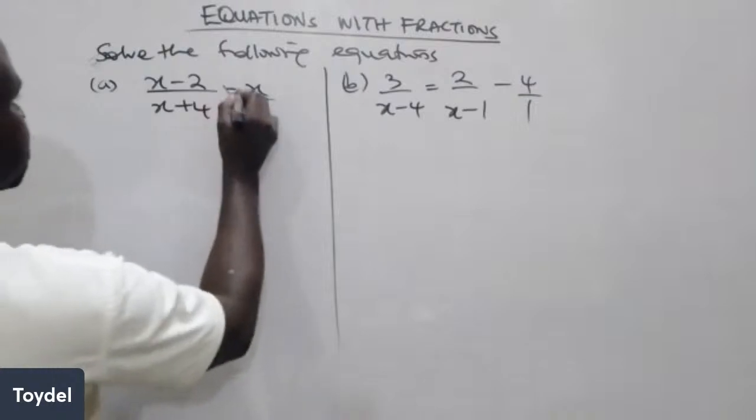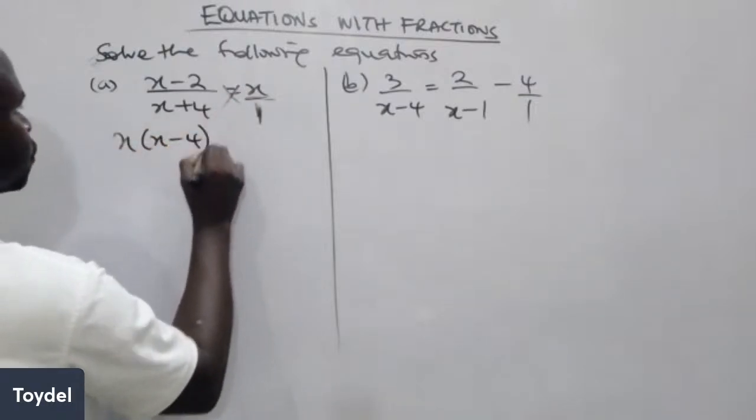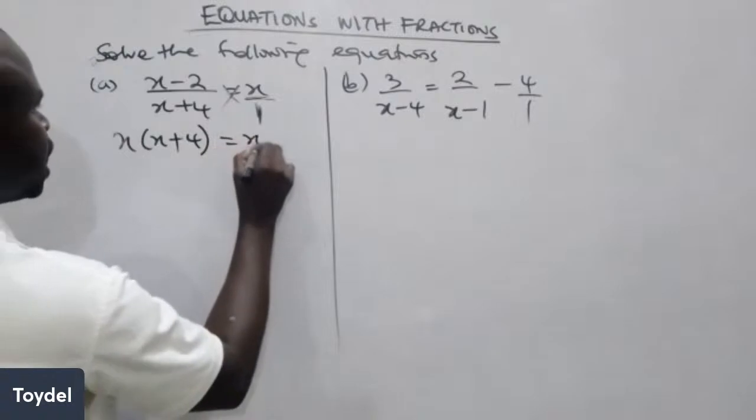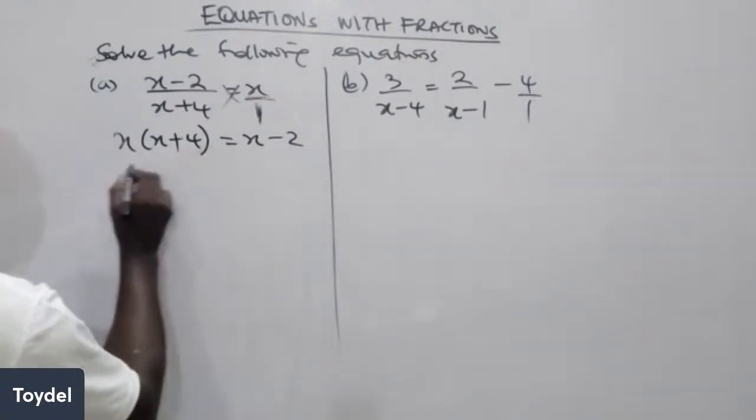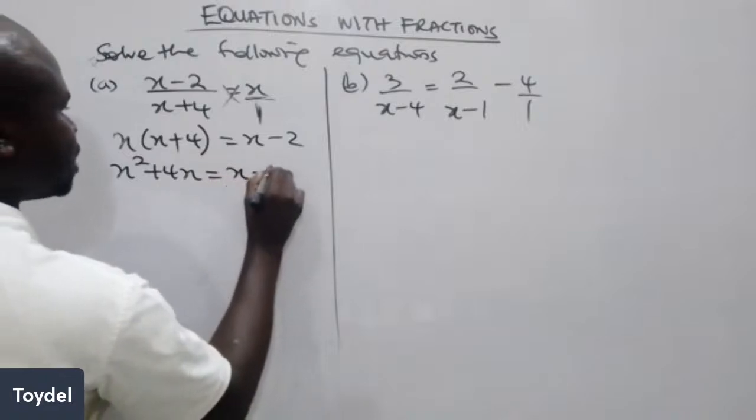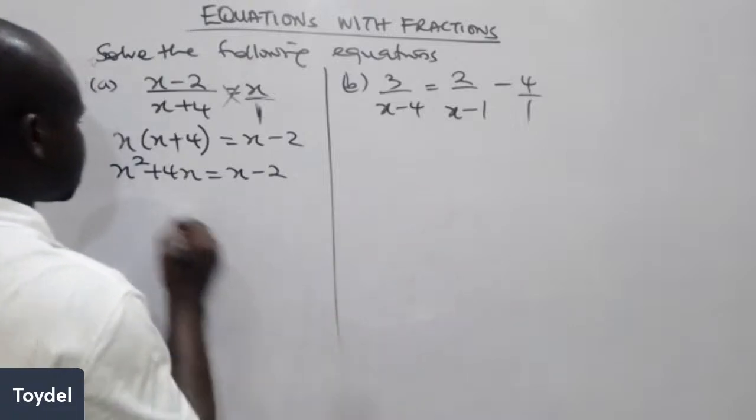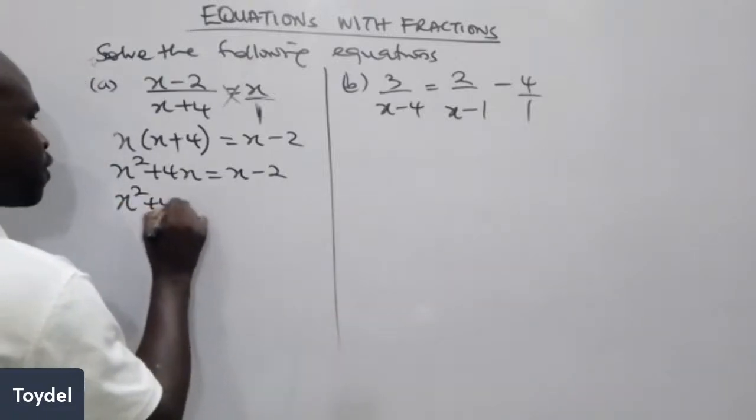In this case, we cross multiply, so that we have x into bracket x minus 4, x plus 4 is equal to x minus 2 times 1. So we open up here, we have x squared plus 4x to be equal to x minus 2. Then, since it's an equation with fractions, we can bring everything to one side, then we have 0 at the other side, so that we have x squared plus 4x.